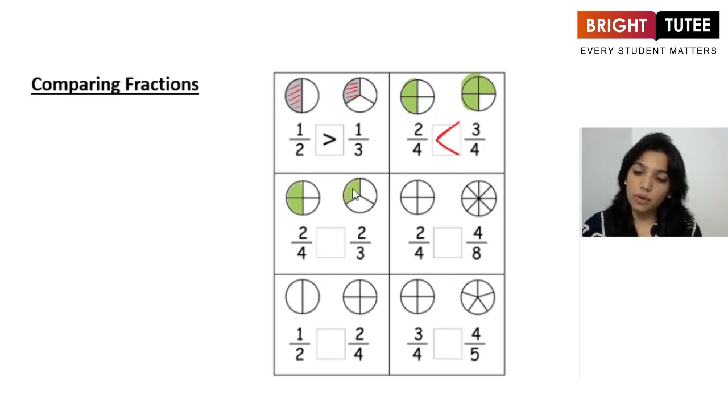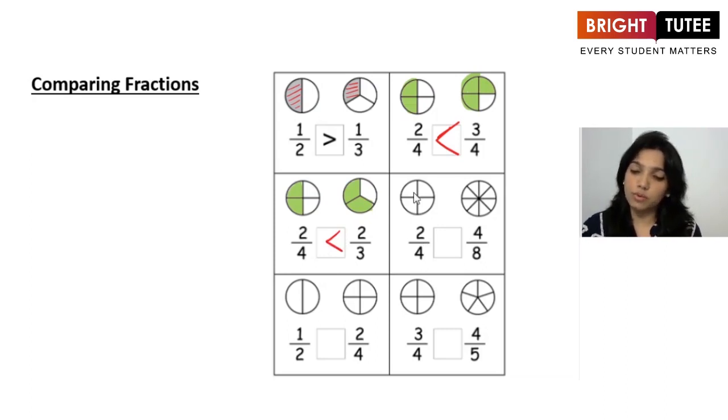So see, when I'm shading 2 parts out of 3, which shade do you see has covered more area on the circle? This second image, right? So this is the bigger fraction. Now moving to the next one.